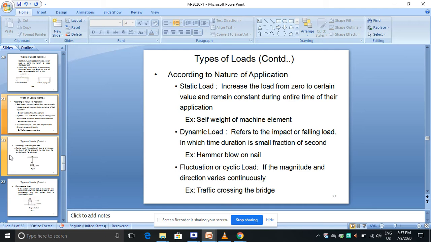Third one is fluctuating or cyclic load. If the magnitude and direction vary continuously, that means one time it is tensile, another time it is compressive, and again it repeats. An example is a truck crossing a bridge.